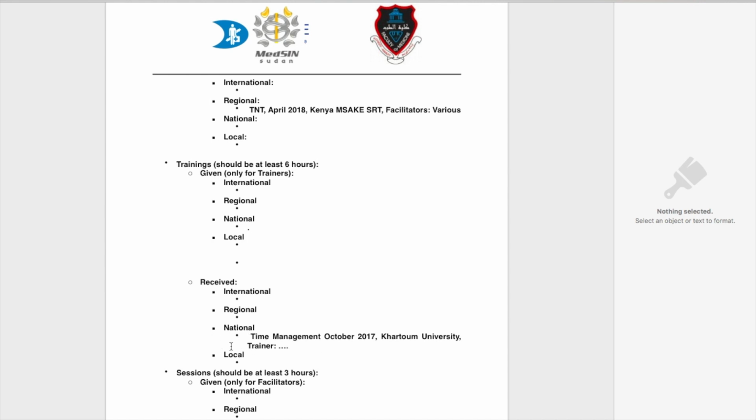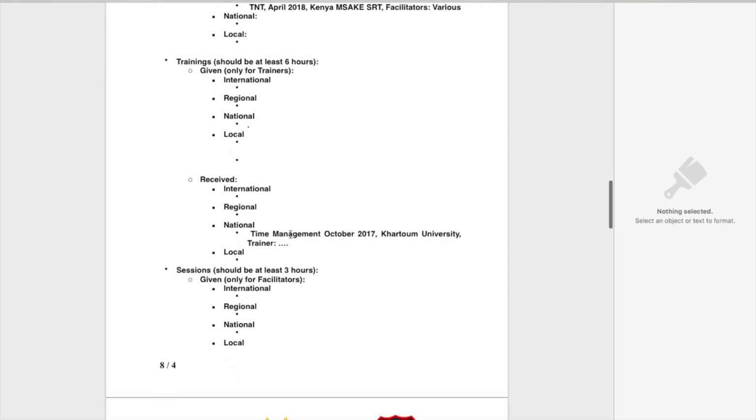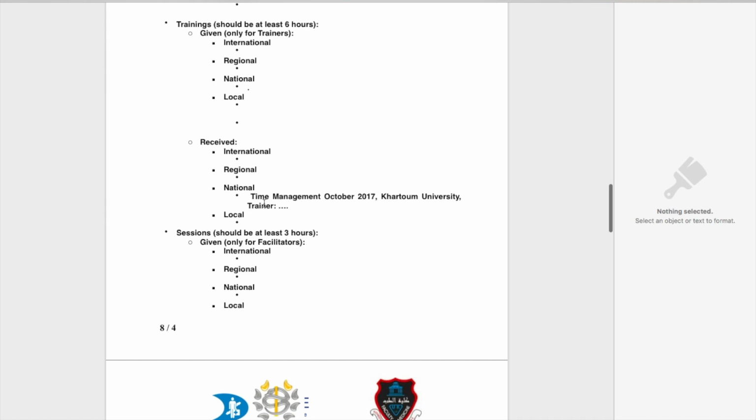We don't have local trainings, so don't fall for that just because it was held in Khartoum University. All trainings in Medicine Sudan are national trainings. If you've attended an international or regional training, then go ahead and type that in the right spot. But if you've attended something in Sudan, then it's definitely not local. It's at least a national training held by Medicine Sudan.